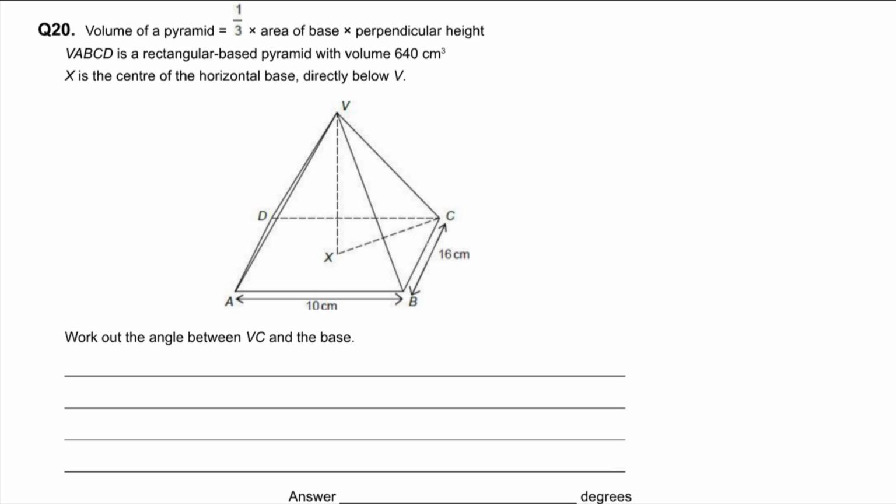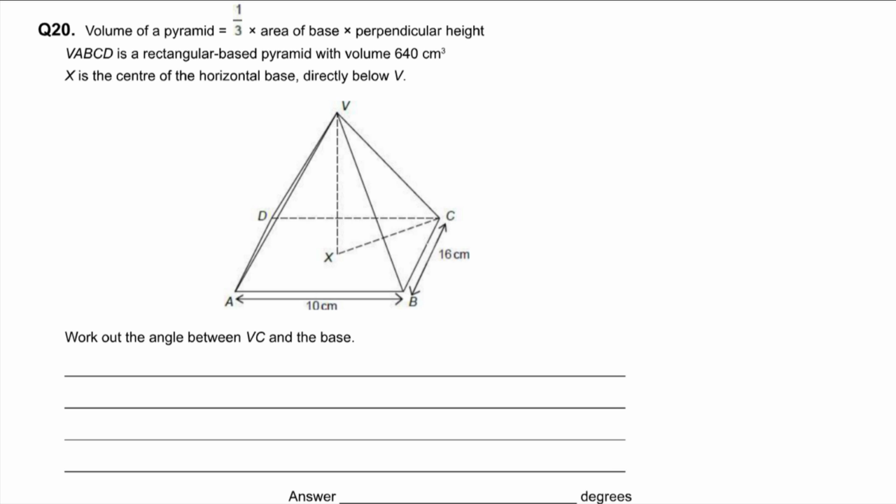Question 20, the volume of a pyramid is 1/3 of its area of its base times its perpendicular height. VABCD is a rectangular based pyramid with volume 640 centimeters cubed. X is the center of the horizontal base directly below V. Okay, work out the angle between VC and the base.